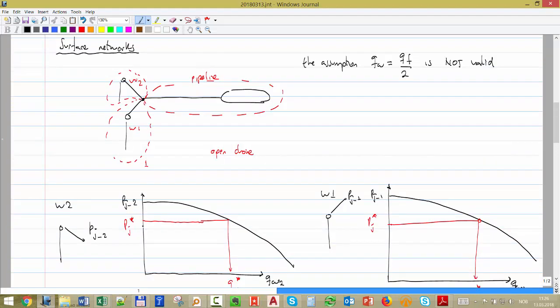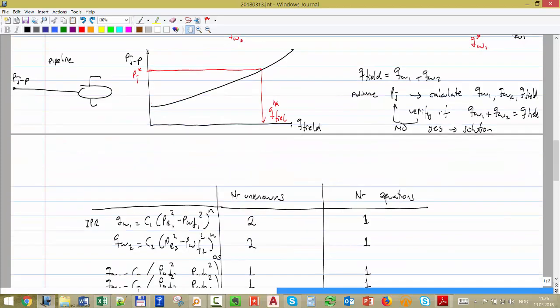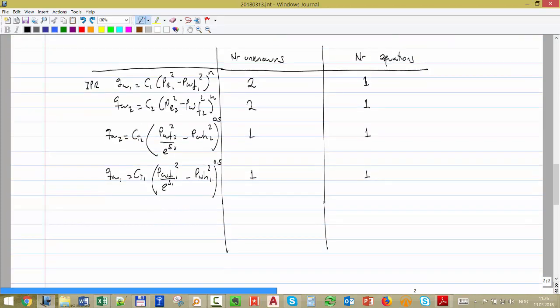We have the flow line. We have the flow line from here to here, right? Flow line from here to here. So we have IPR, that will be TPR, and that will be flow line FPR 1, and FPR 2.